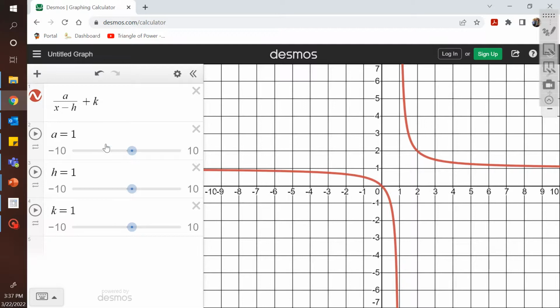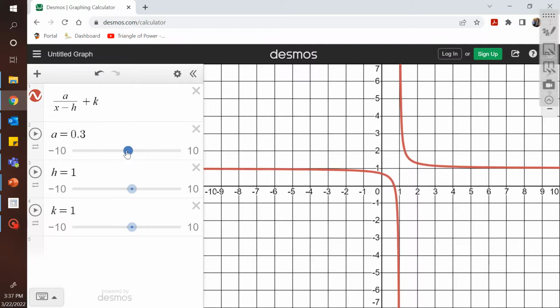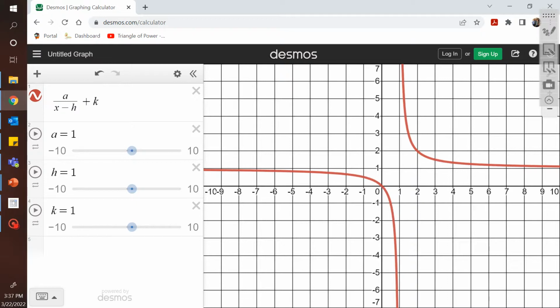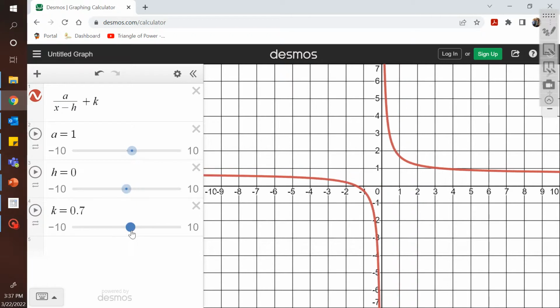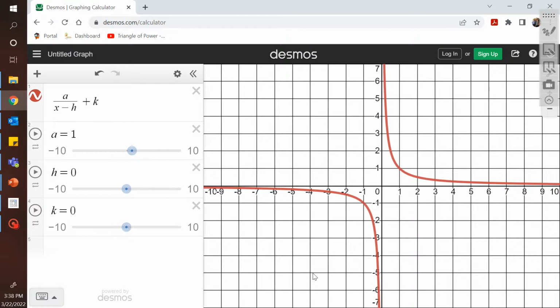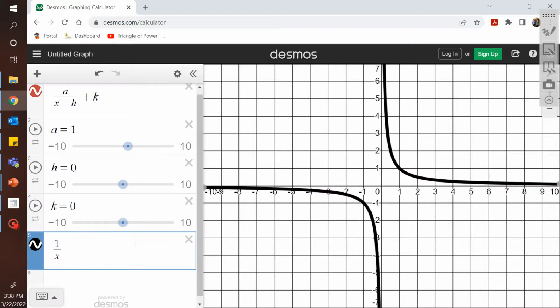So let me first take a look at the parent function. The parent function would have A being 1, H being 0, and K being 0. Okay, no transformations whatsoever, and it looks like this. We already saw it before. Well, let me graph that so that we can compare it. So I'm just going to put that on here as this graph so that we can see how it changes.